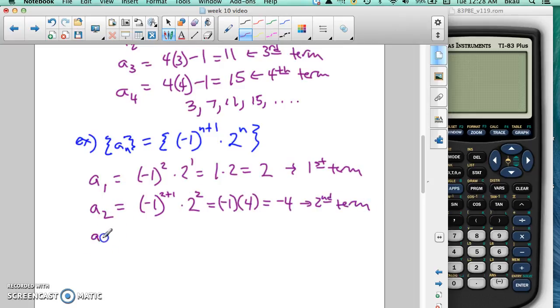And a sub 3, my third term, is going to be -1 to the 3 plus 1 times 2 to the third power. When we have a fourth power, that's going to be a +1 times 8, which is going to be 8 for our third term.